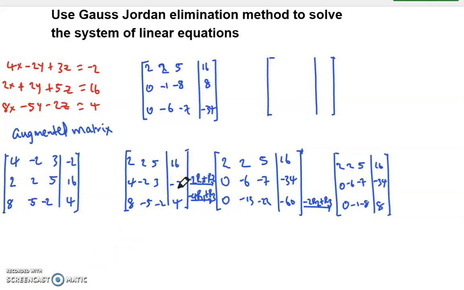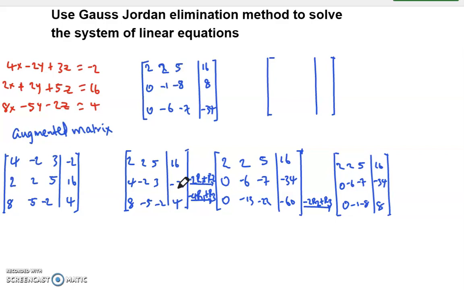So having interchanged equation 3 and equation 2, the purpose of doing this interchange or switching is to get a better organized matrix that will help us work on the other columns that are remaining.